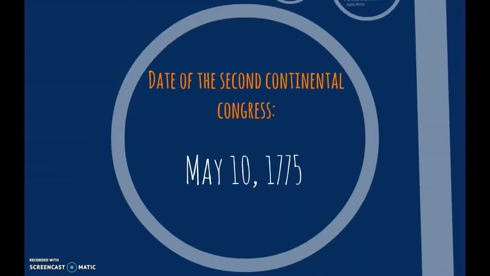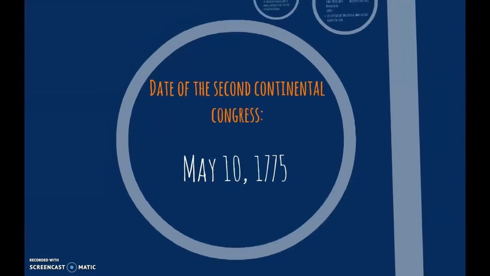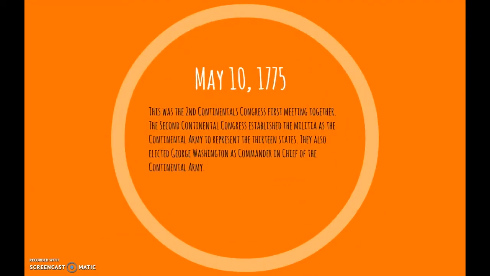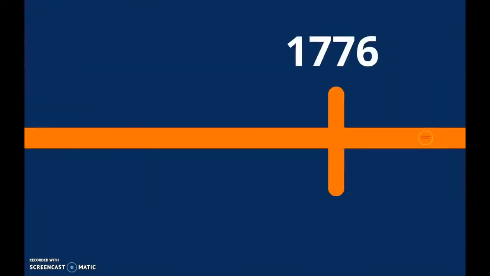The Second Continental Congress took place on May 10, 1775. Timeline of dates. On May 10, 1775, the Second Continental Congress first meeting took place. The Second Continental Congress established the militia as the Continental Army to represent the 13 states. They also elected George Washington as Commander-in-Chief of the Continental Army.